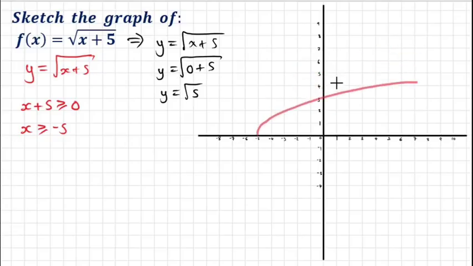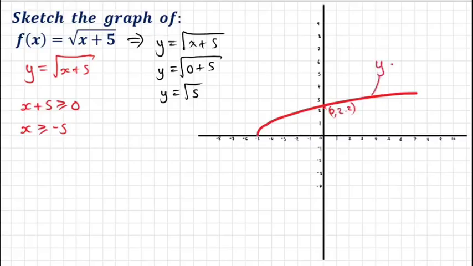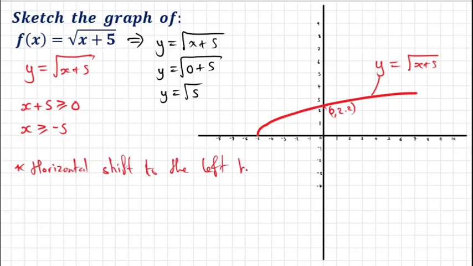So 2.2 is somewhere here, like this. So we also have to show that at this point the graph is passing at 0, 2.2. So this is the graph of y is equal to the root of x plus 5. Now the description, we can simply say this shows a horizontal shift to the left. It has been shifted to the left by 5 units. So that's it.